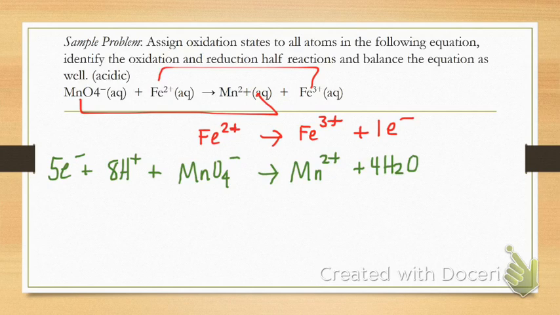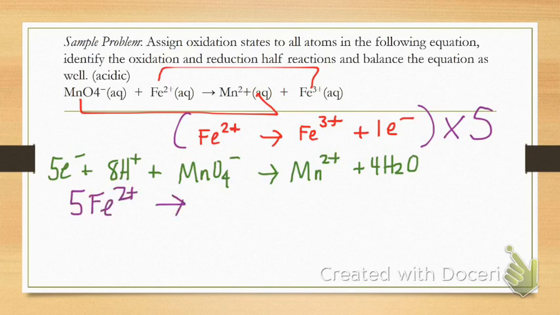Okay. So now I have both half reactions balanced. Now I need to look at them, and I need the same amount of electrons being exchanged. Right now I've got 5 and 1. So the easiest thing for me to do is multiply the top by 5 so that 5 electrons total can be lost by the iron so that the 5 can be gained by the manganese. So I would rewrite this down here as 5 Fe2+ yields 5 Fe3+ plus 5 electrons.